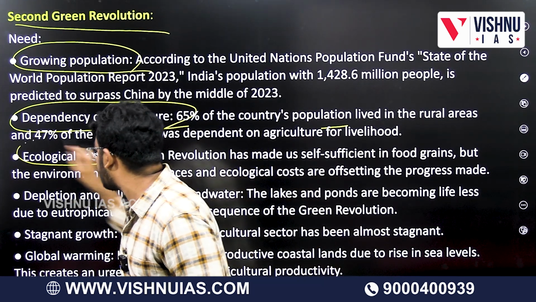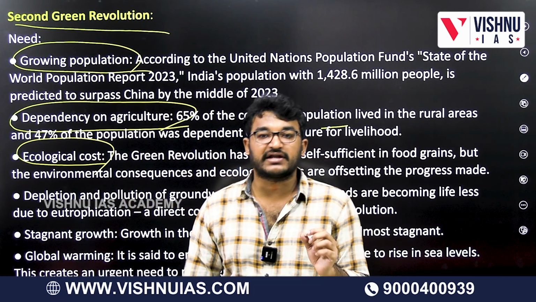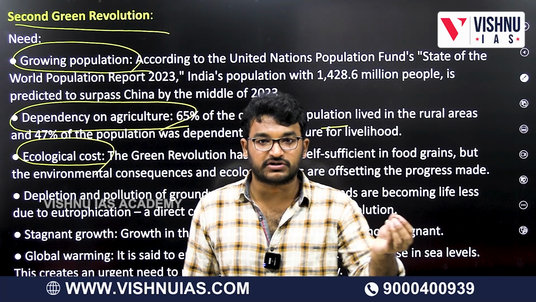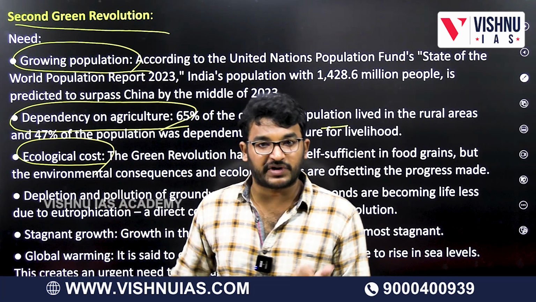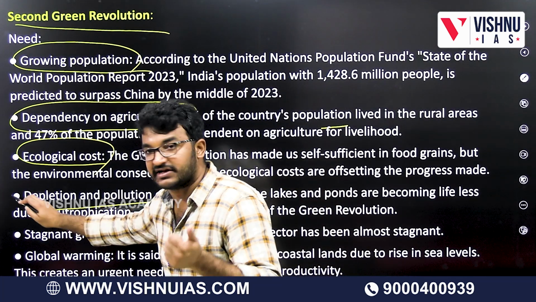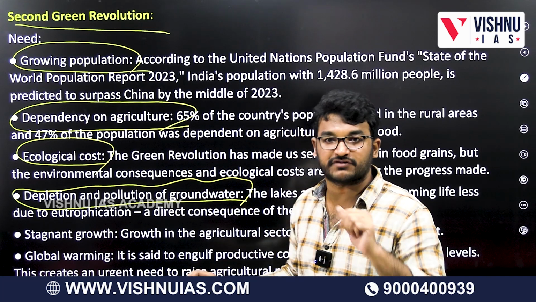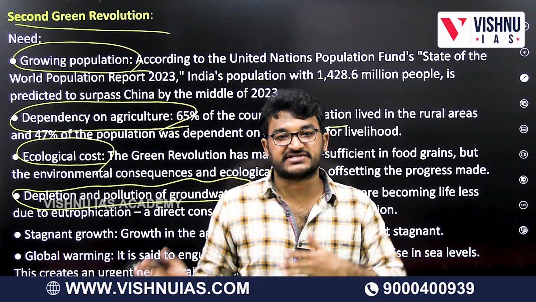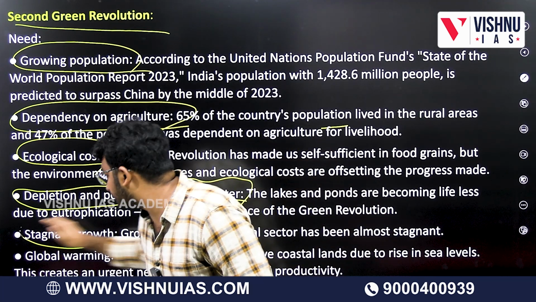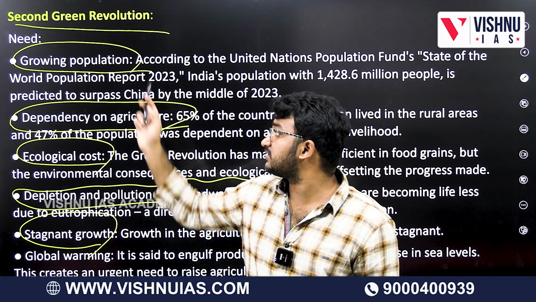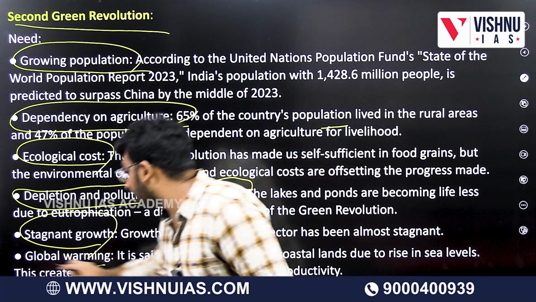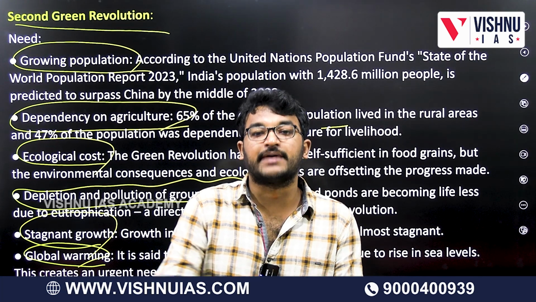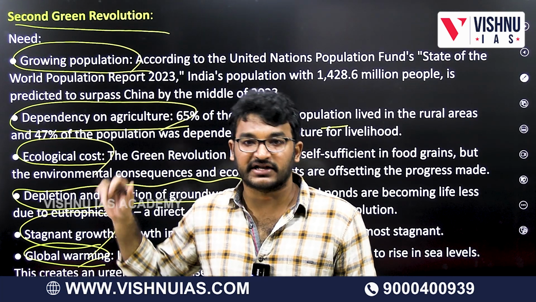Next, ecological cost. Green Revolution 1.0 had created a lot of environmental problems. To counter that and at least to improve some sort of things, Green Revolution 2.0 is needed. With the implementation of the earlier Green Revolution, there is a lot of depletion and pollution of groundwater also. And presently, the growth in agriculture has become relatively stagnant. So, to bring some sort of force in agricultural growth, this second Green Revolution is essential. And also to counter the problem of global warming, we need to do some sort of climate-friendly agriculture. That's why the second Green Revolution is essential.